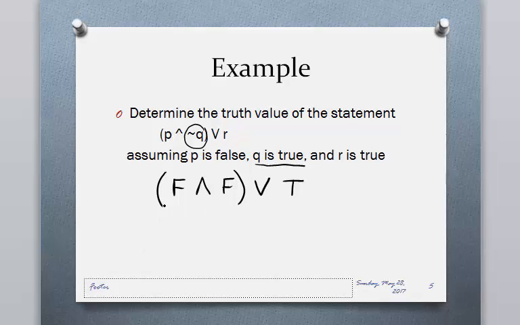Let's look inside the parenthesis first. If the first statement is false and the second statement is false, we know that the combined statement is false. And I'm going to rewrite the rest. Let's look again. If the first statement is false or the second statement is true, we know the combined statement is true. And so the truth value of this statement is true.